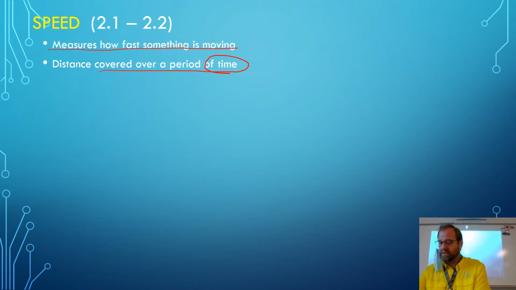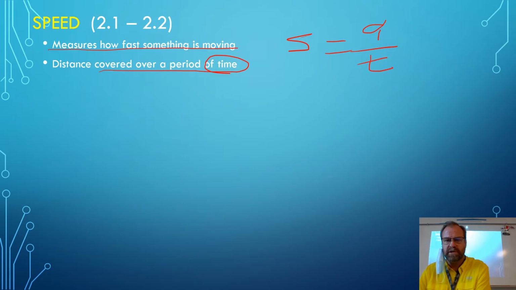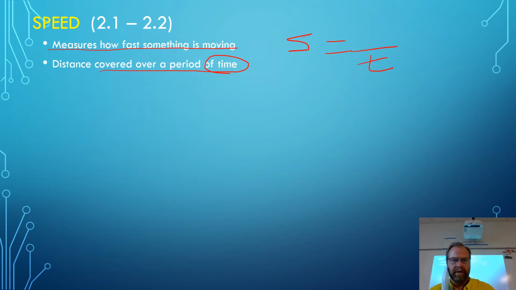Okay, and so speed is a rate, and your formula for speed is distance over time. So that's supposed to be a t. The d got a little bit messed up there. Okay, so we got distance over time.